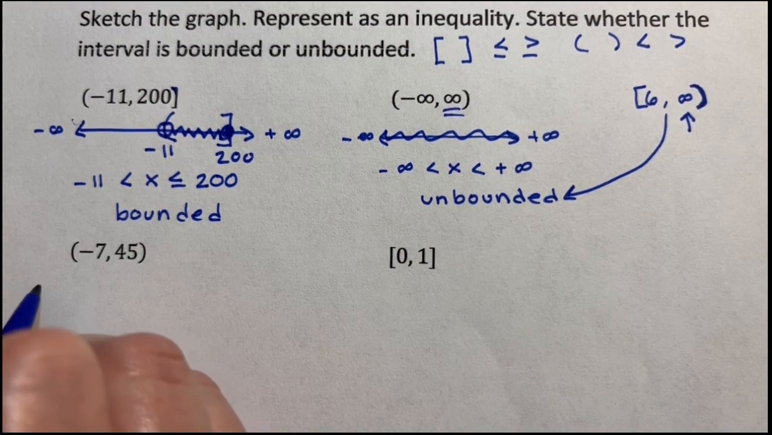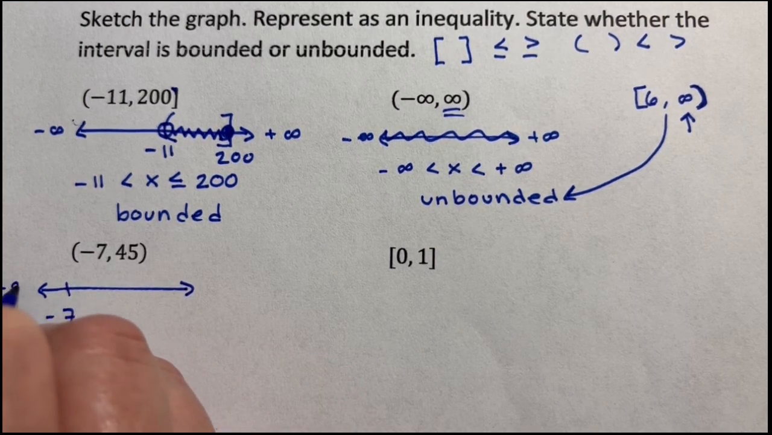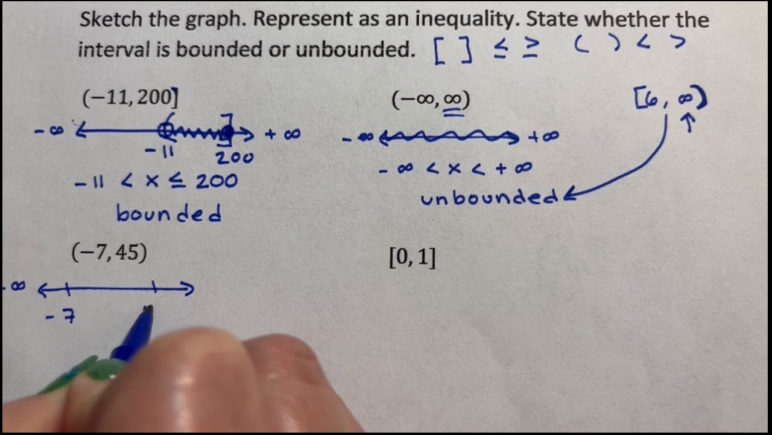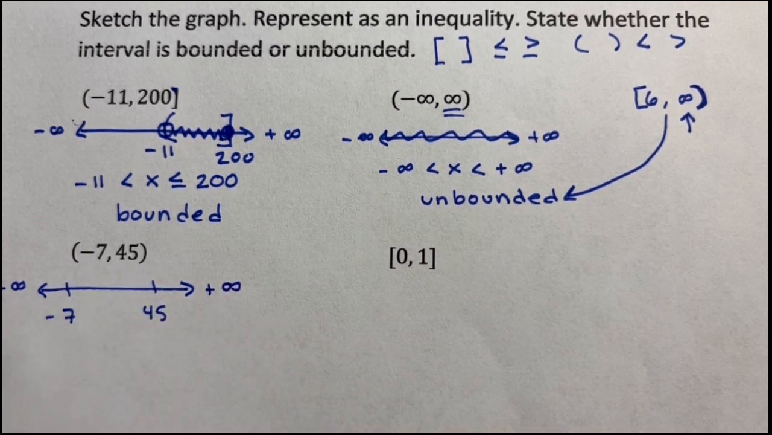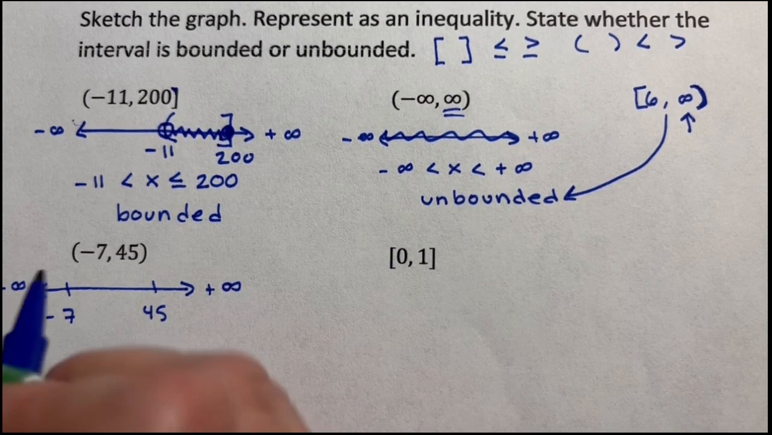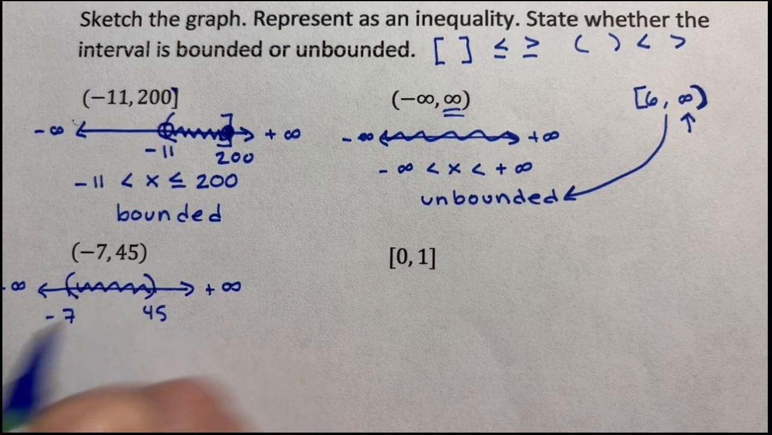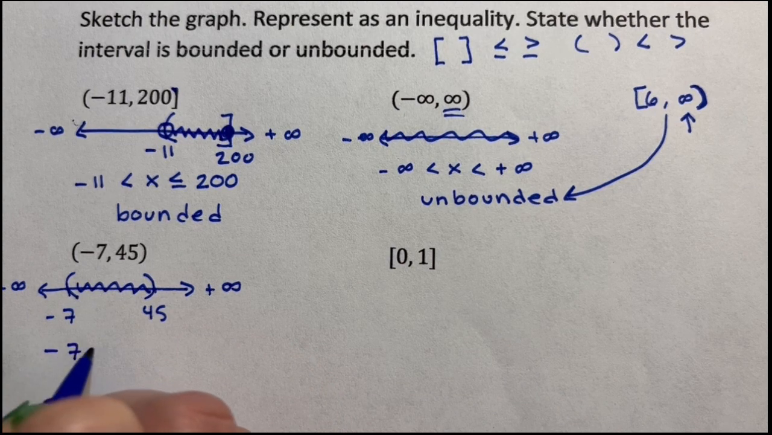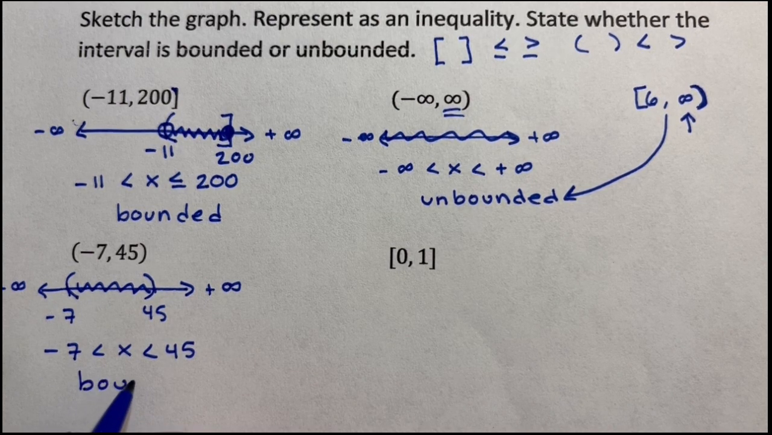All right. Here we have negative 7, 45. They're both parentheses. This looks like an ordered pair, but it is not. So make sure when you see something like this, you read directions to know what you're being asked about. We're going to shade between. We're going to bring these notations of parentheses down. Negative 7 is less than x is less than 45. We can see the shaded area is bounded.